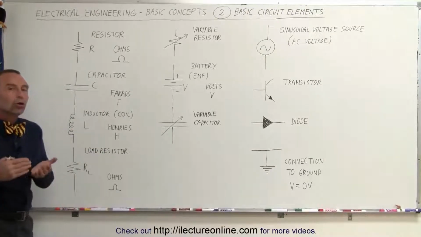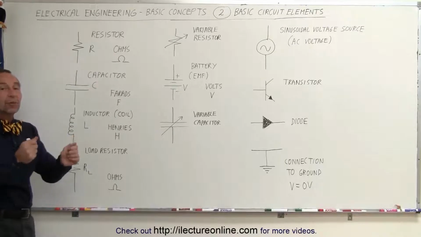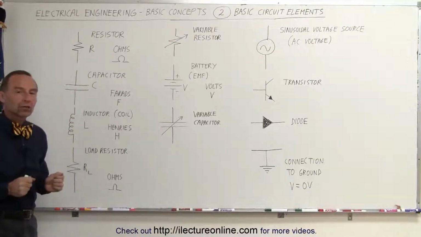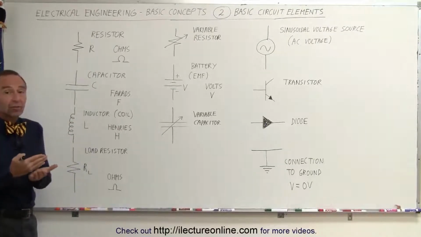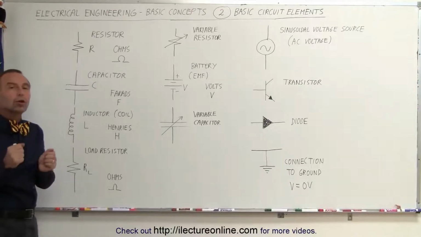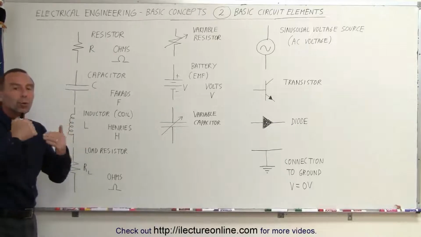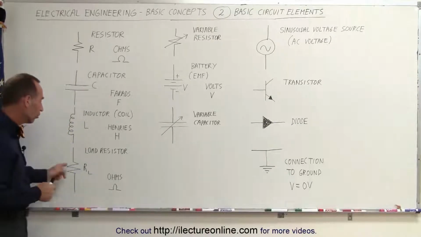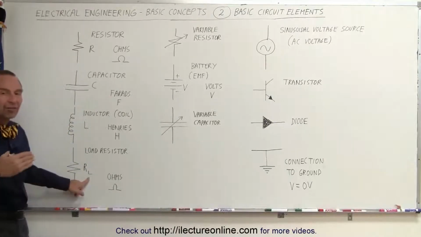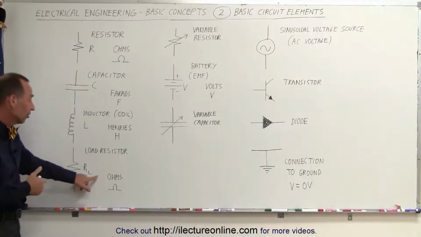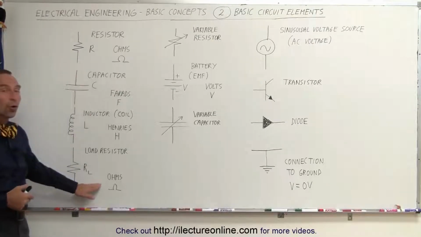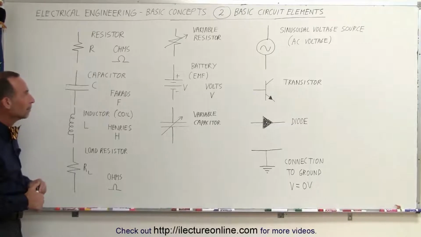Sometimes we have what we call the load resistor. We have an entire circuit and we attach another device onto that circuit. That device usually has some sort of resistance, and we call that the load resistor. It's not really part of the circuit. It's simply that we load the circuit with this device or with this resistor. So it's called the load resistor, and we have a subscript L to indicate that that's the load resistor. Just like a resistor, the unit is ohms. We use the Greek letter omega.